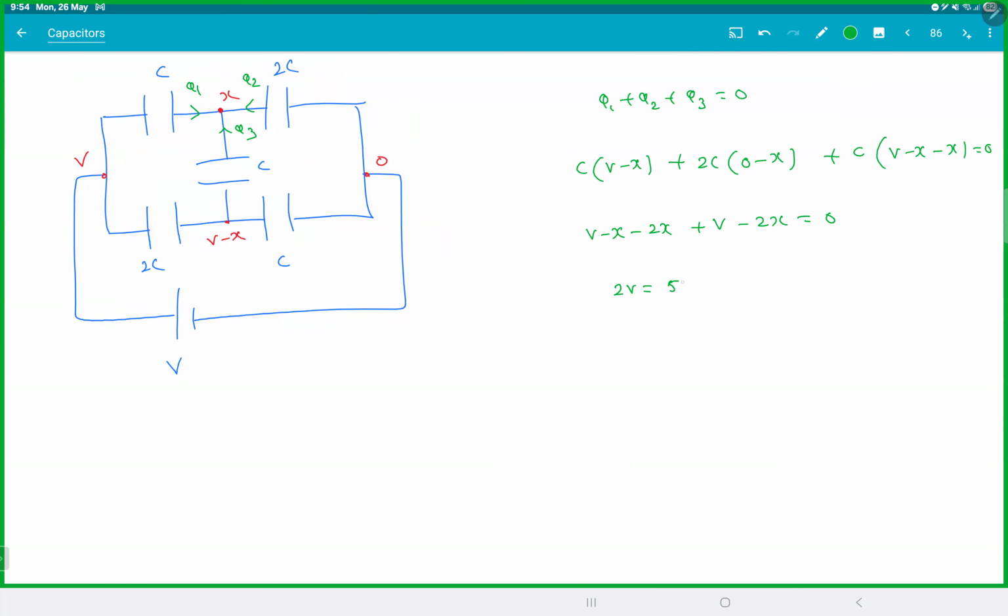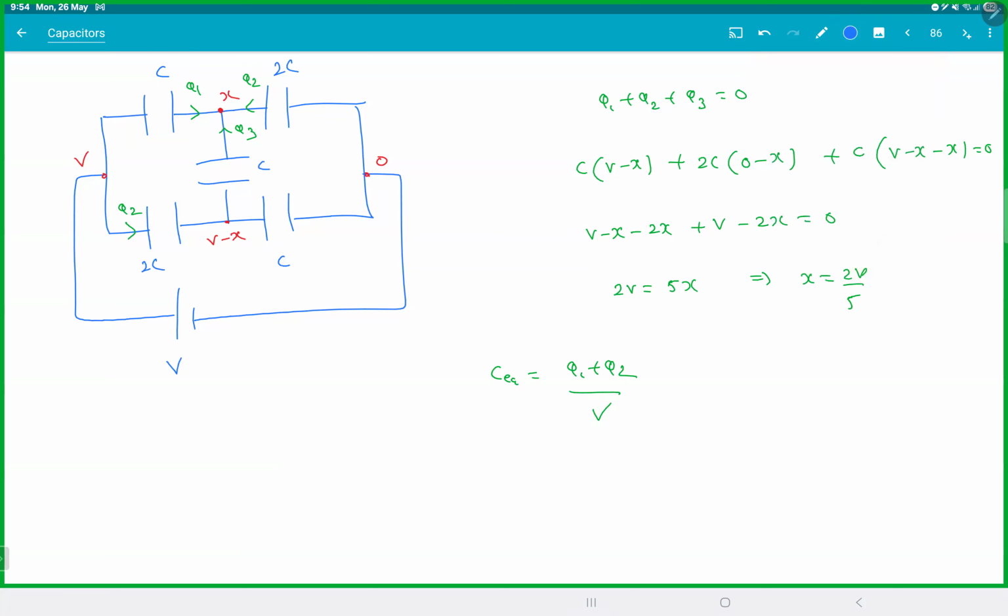Two V is equal to 5x. X is equal to 2V by 5. So from there you can find the charges. So if that is Q2, this also will be Q2. So C equivalent will be Q1 plus Q2 by V. You will get the answer from there.